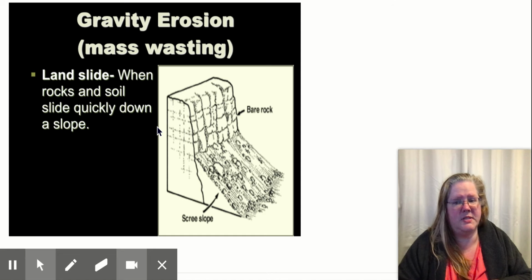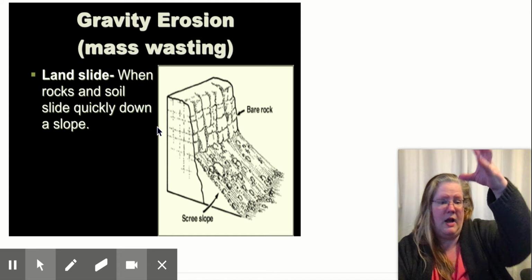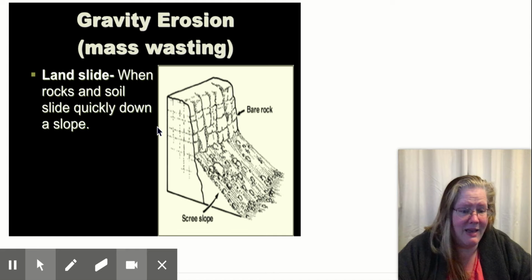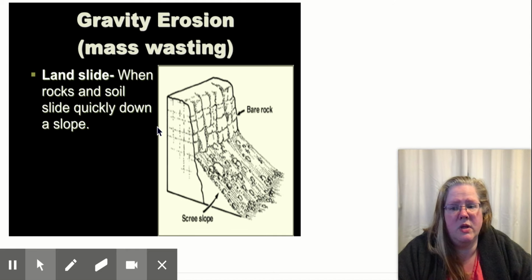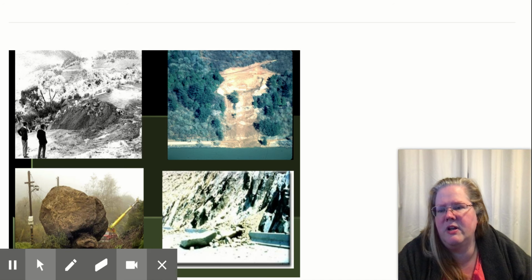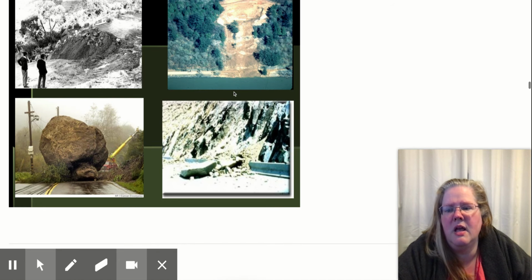One of the big forms that I talked about at the beginning was a landslide. A landslide is rock that's up high and it literally slides down, and it can be massive. So when rock and soil slide quickly down a slope, what's it called? It's called a landslide. And here are some landslides. This is a very old picture of a landslide. It's a little harder to see, but these should be easier. This is a landslide. This soil gave way and it slid down the hill.